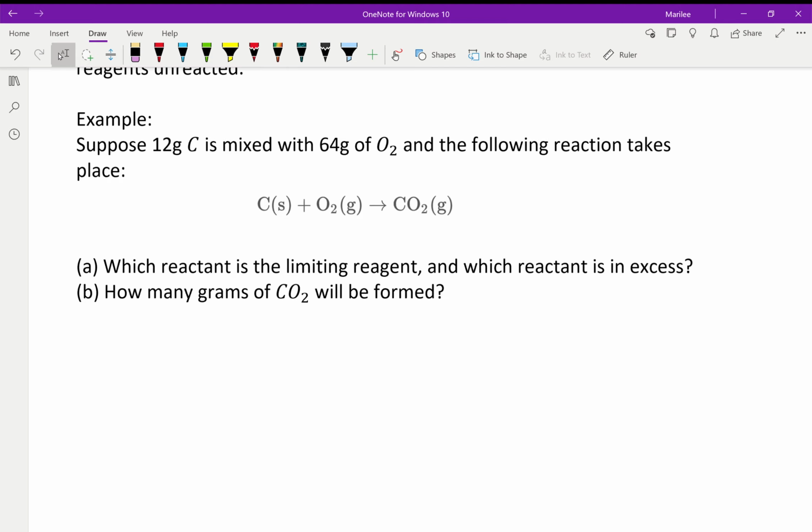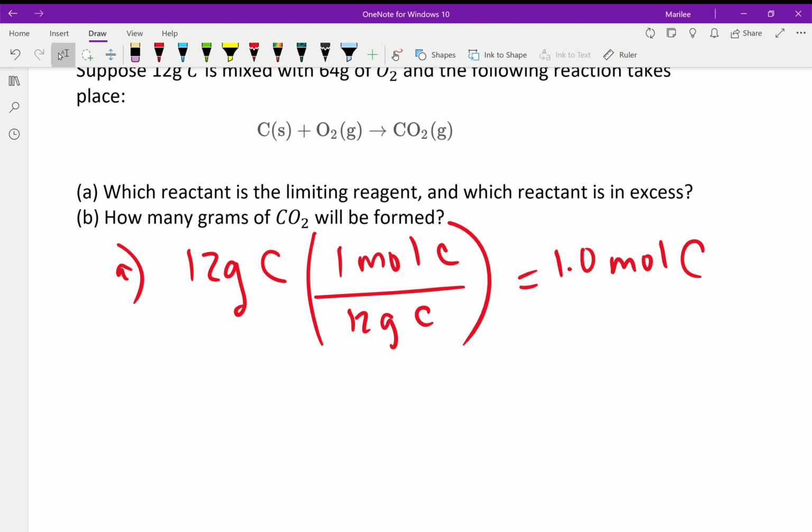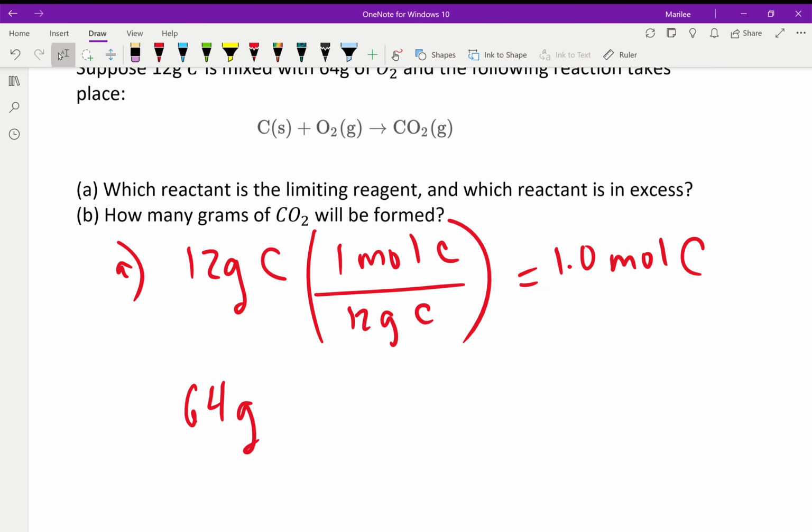So we use the molar mass of each reactant to calculate the number of moles of each compound present before the reaction, right? So we have, this is A, we have 12 grams of carbon, and we have 1 mole, right? We have 1 of each. 1 mole of carbon forms 12 grams. This is our conversion factor, so we get 1.0 mole of carbon. And then likewise for the oxygen, we have 64 grams, right? Given in the problem, 64 grams of O2.